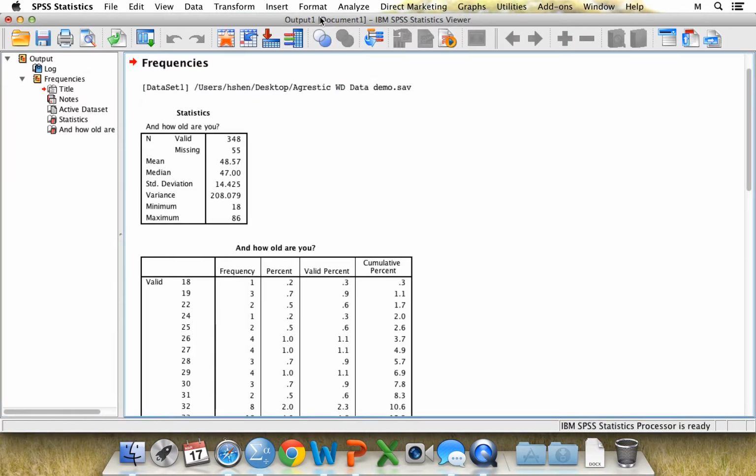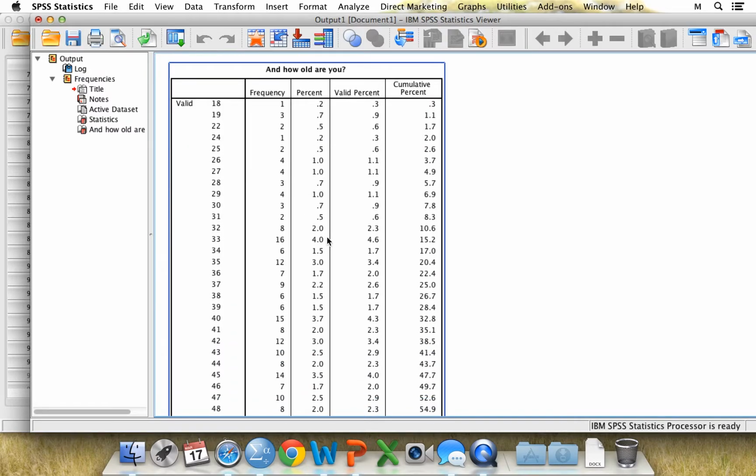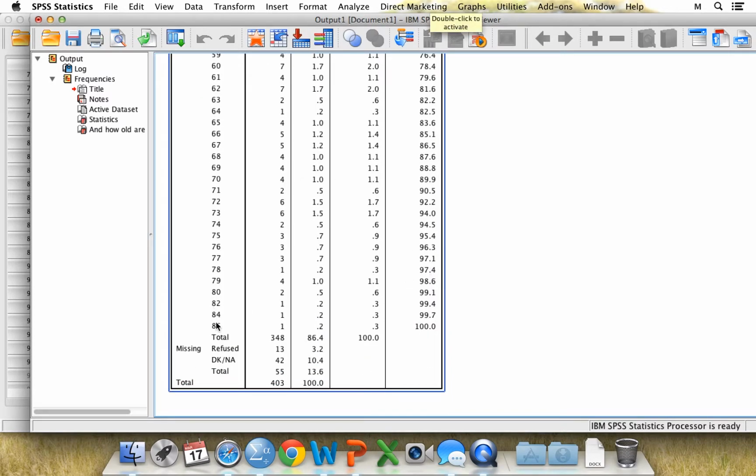The output window pops up, shows me I have 348 cases, 55 missing. Mean age almost 49. And I have people from 18 to 86. 13 of them refused to answer and 42 find the question not applicable. So these 55 are coded as missing. So next I want to do recoding.